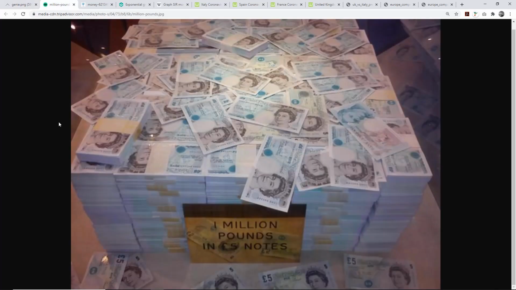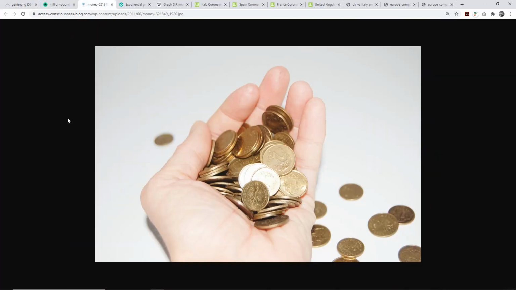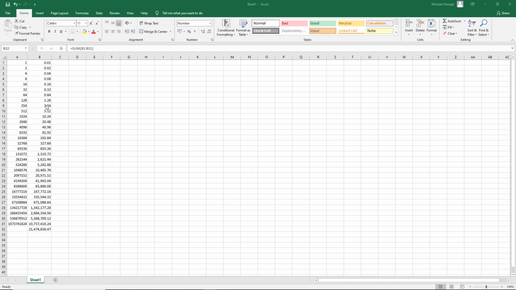I can either give you £1,000,000 today, or I'll give you 1 pence today, and I'll come back tomorrow, give you 2 pence. The following day 4 pence, and I'll keep doing this until the end of the month. So the big question is, which of those two options is the best one to pick?